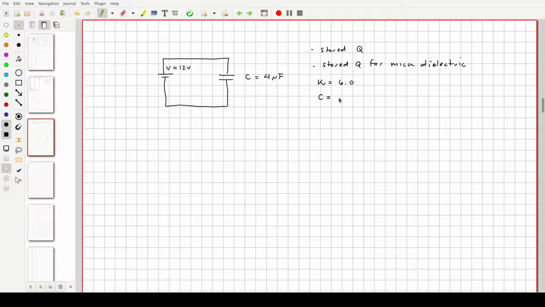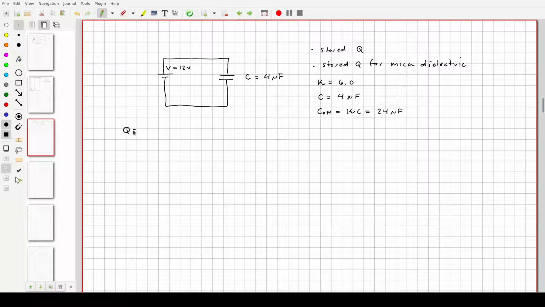So our capacitance before it's been altered is 4 microfarads. When you put your dielectric there, I'm going to call this C effective. It's kappa times C, which is 6 times 4, which would be 24 microfarads. So it's substantially increased the capacitance.